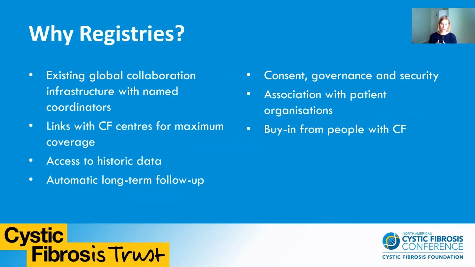So before I move on to the results, I think it's important to explain why we decided to use registries and the Global Registry Harmonisation Group as a centralisation point for COVID-19 in cystic fibrosis. And there are a number of reasons why we did this. There was an existing global collaboration within this harmonisation group with named coordinators, which meant that it was very quick and easy to get something set up and going that was as inclusive as possible. Those coordinators had links with CF centres across the whole of each country for maximum coverage.